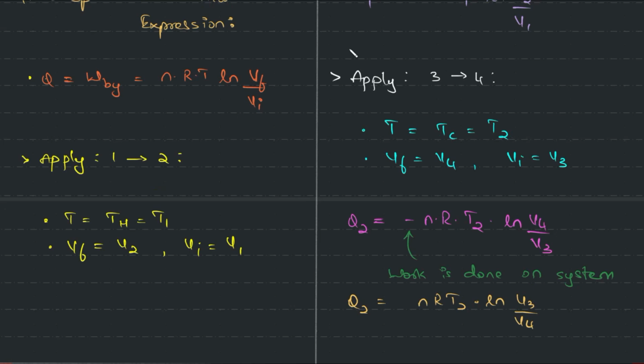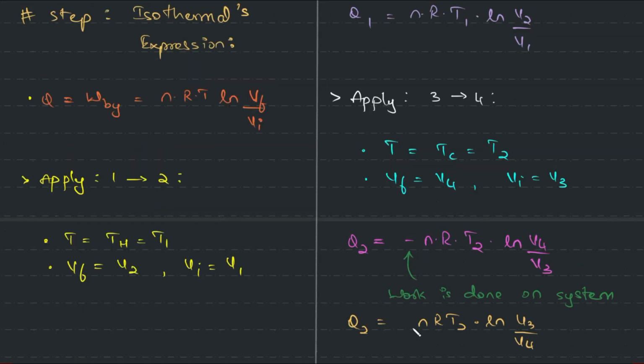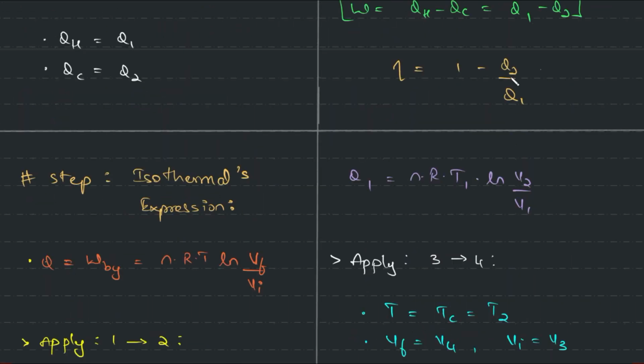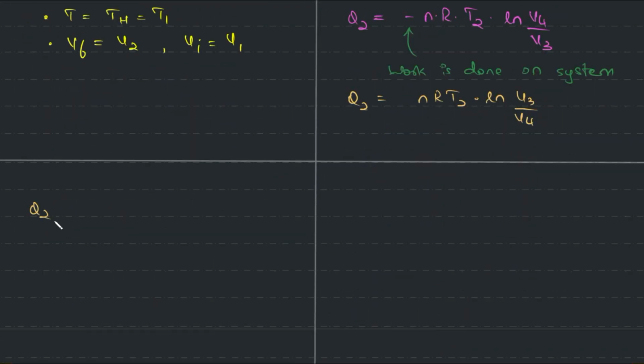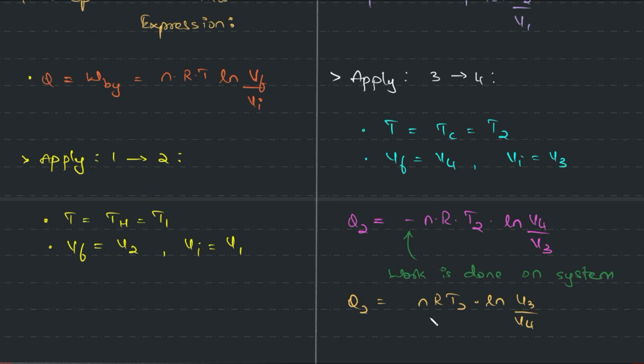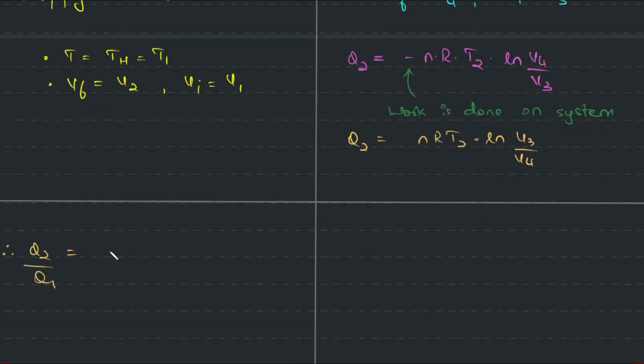Okay, guys. So we have the expression. So what to do with this? The natural thing for us to do is we need the ratio. So let's take Q2 divided by Q1. Therefore, Q2 by Q1 will be, so we have nR that will get cancelled, T2 by T1 times natural log of V3 by V4.